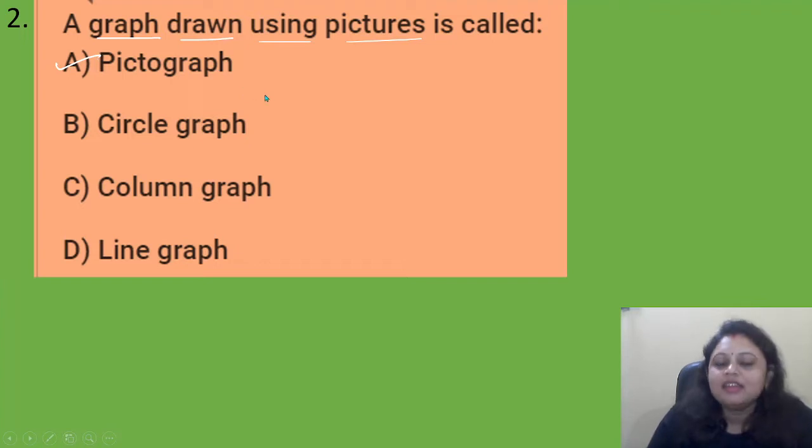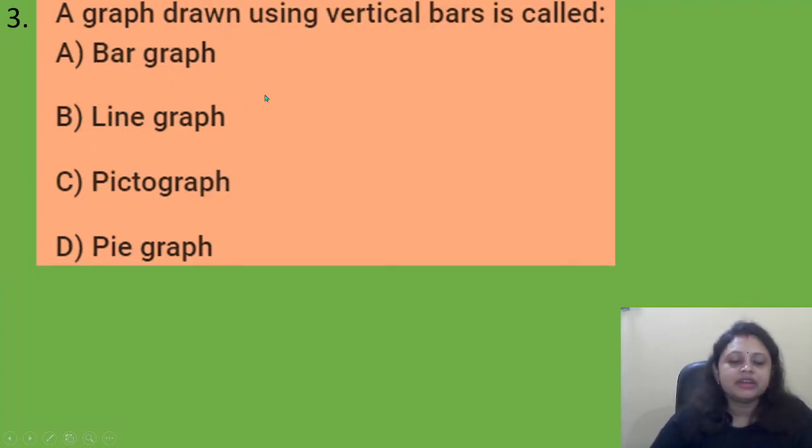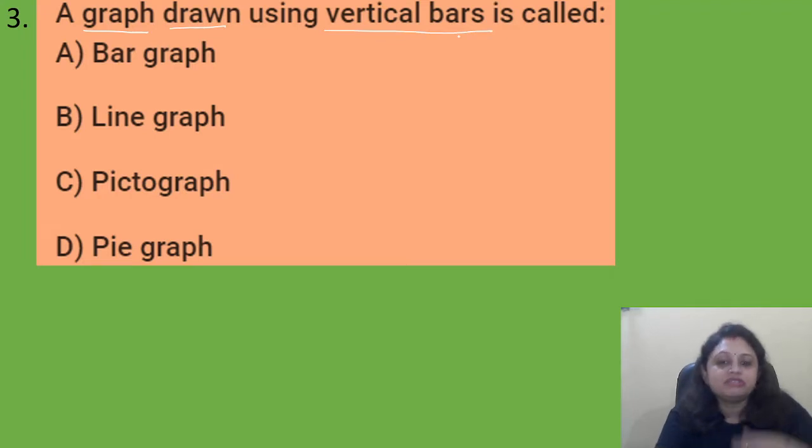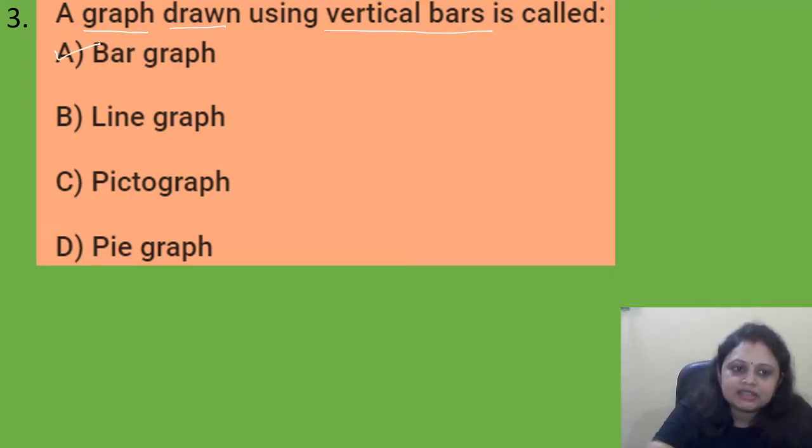Got it? Coming to the next question, a graph drawn using vertical bars is called option A, bar graph, B, line graph, C, pictograph, D, pie graph. So in the question it is given a graph drawn using vertical bars. Okay, using vertical bars or whatever graph we draw, we call it as, yes, it is option A, that is bar graph.